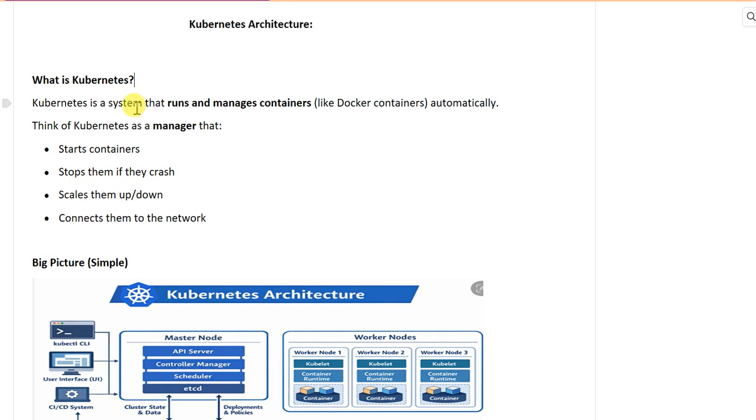What is Kubernetes? Kubernetes is a system that runs and manages containers, like Docker containers, automatically. Think of Kubernetes as a manager that starts containers and stops them. If a container crashes or stops, it will be started automatically by Kubernetes, and it scales them up and down based on demand, like applications.